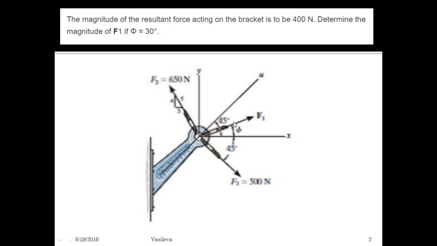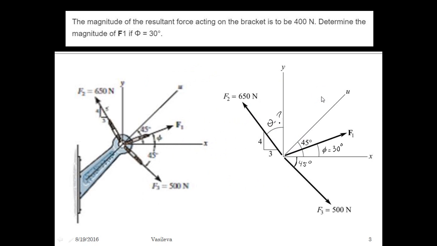So phi is this angle right here, so they tell us this is 30 degrees, they tell us this is 40, and we don't know what F1 is, but we do know F2 and F3, and we know the total F resultant is 400. The way I start is I look at all my angles. I know pretty much all my angles besides this one over here. I redrew it just so we can focus on the forces instead of everything else.